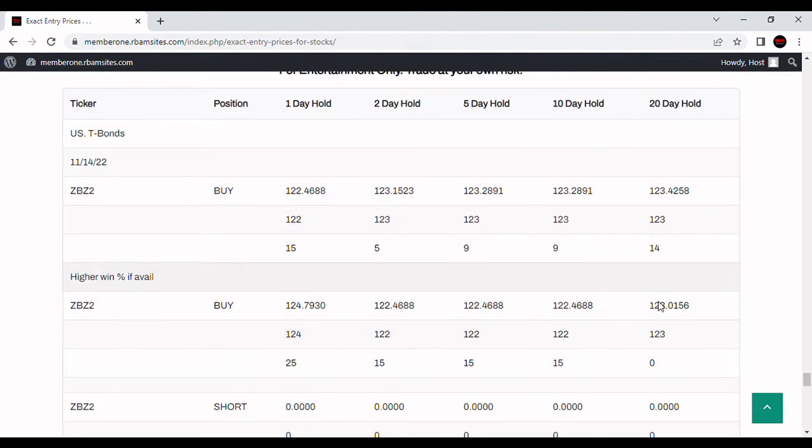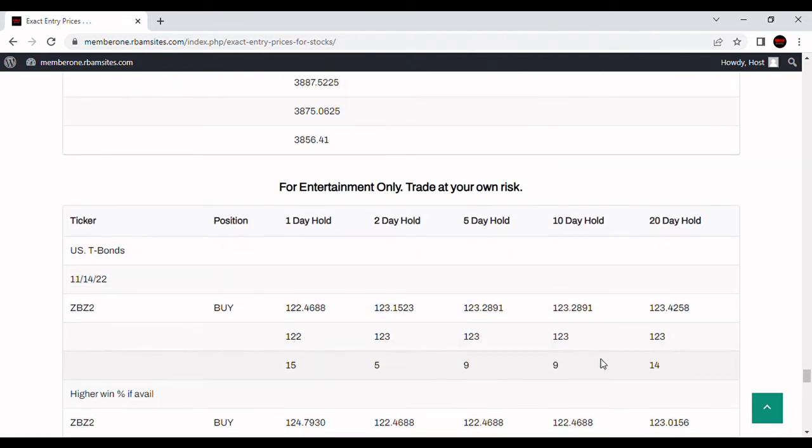These are higher probability trades, but basically these are the basic ones across here. So buys across the board from 1-day hold all the way out to 20-day hold, all for entertainment purposes only. You trade at your own risk. You should always do your own analysis, but that's what we've got for you.